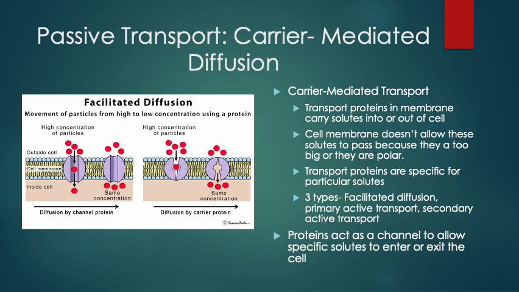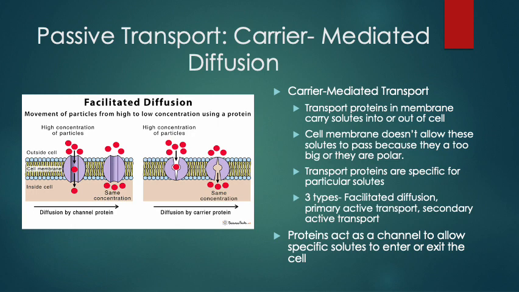Carrier-mediated diffusion is a passive transport that occurs because a carrier is facilitating that diffusion. So the cell isn't actually putting out the energy to make the work happen, because a carrier protein is picking up the particle that needs to be moved and is actually moving it or pushing it through a channel. So proteins are transported in the membrane, either in or out of the cell.